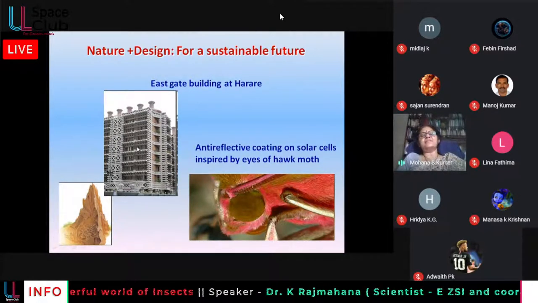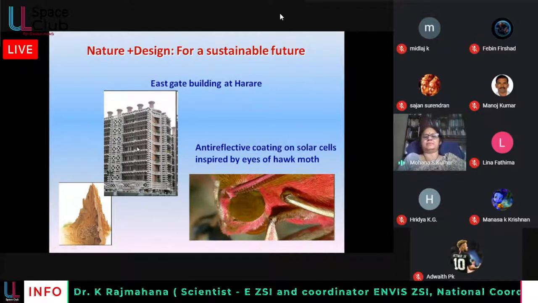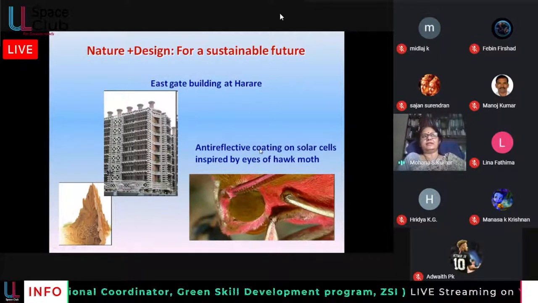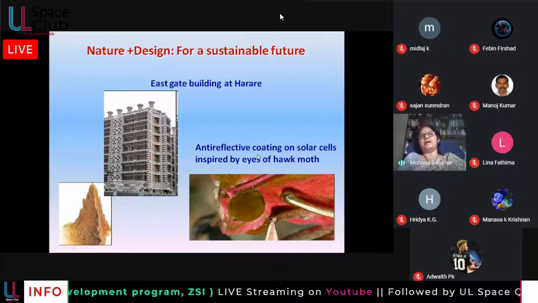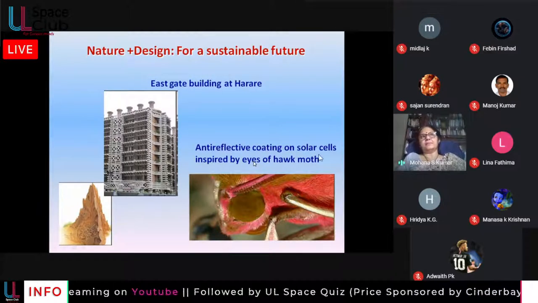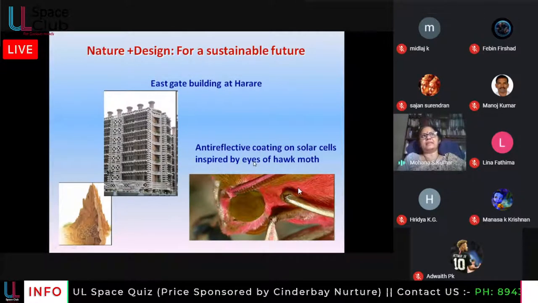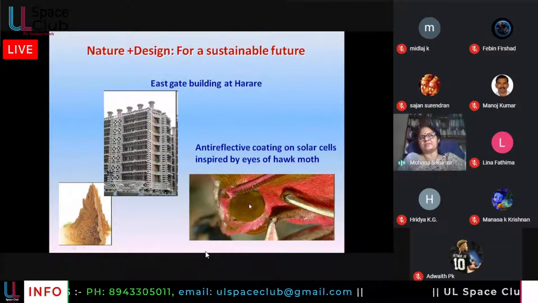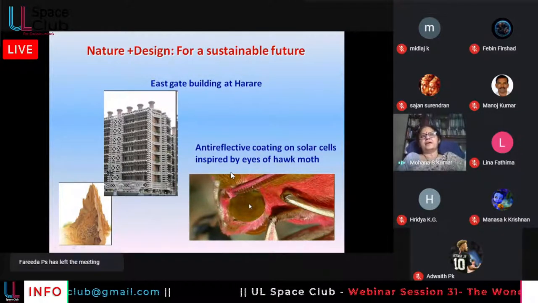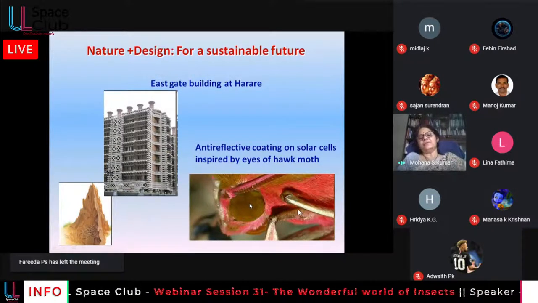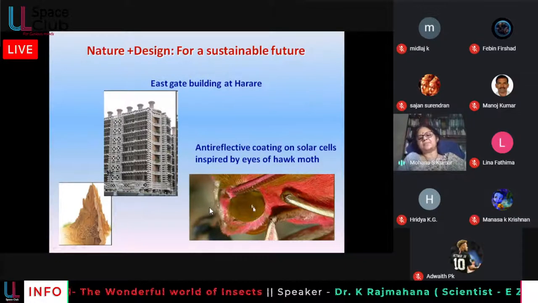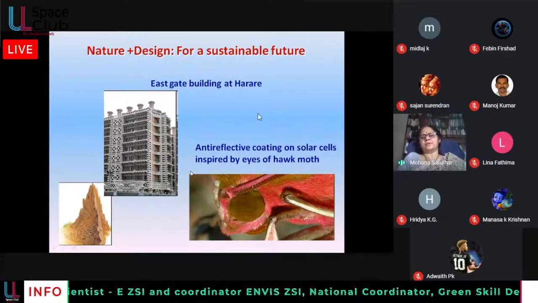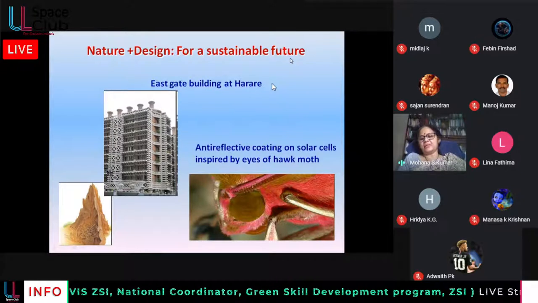That is, energy is never wasted. Everything nature has created is only for the betterment. That is the principle. And similarly, you have anti-reflective technology. Even Canon has used this technology in the lens of this camera, and vehicles have used it in their headlamps. The eyes have nanostructures, which are smaller than the wavelength of visible light, so they don't reflect light much. This principle was also taken from the animal world. So many examples are there; I just quoted the two most popular. It's all nature plus design for a sustainable future. It is biomimicry.